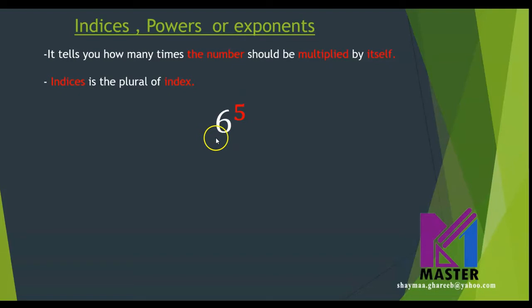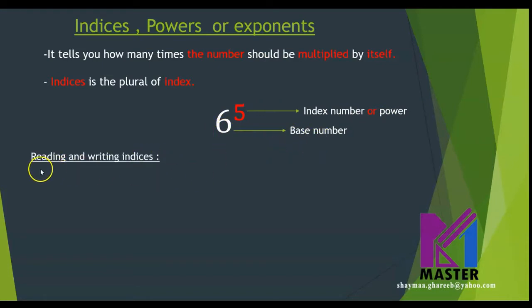This is how you write the indices or the powers or the exponent. The number up here is called the index number or the power. And the number down is called the base number. So the number up is called the index number, which is the power or the exponent, and the number down is called the base number. Now let's see how we read and write indices.